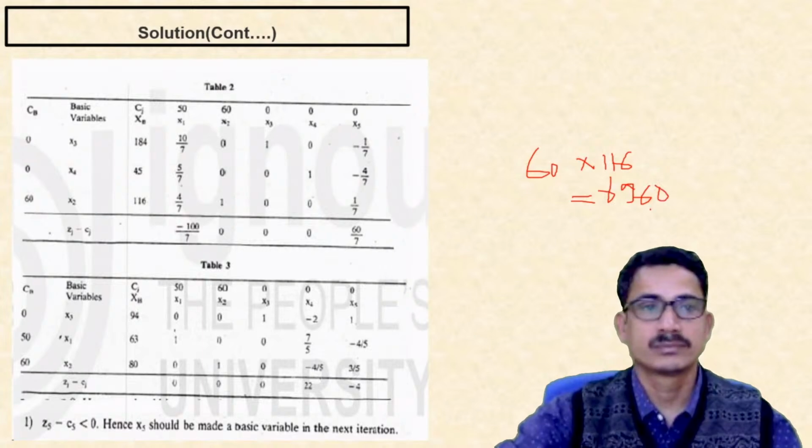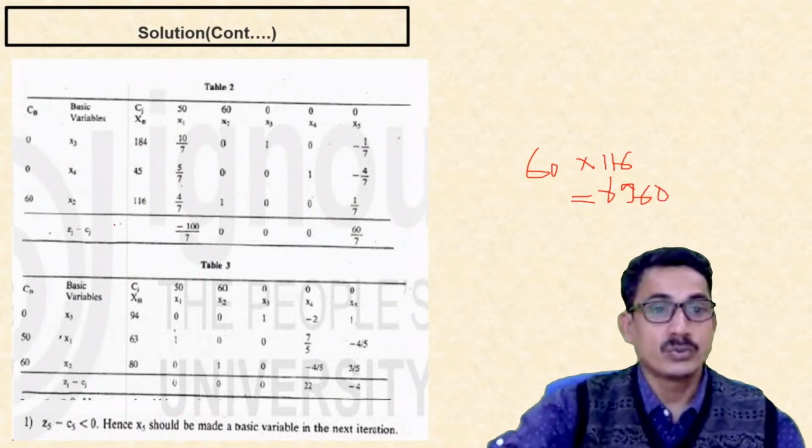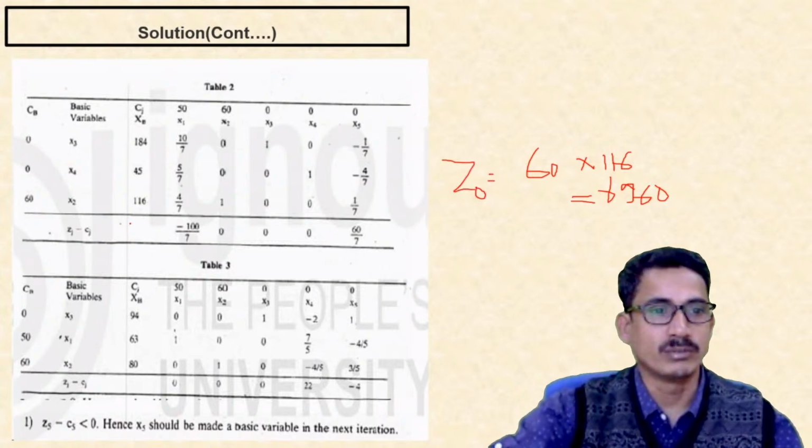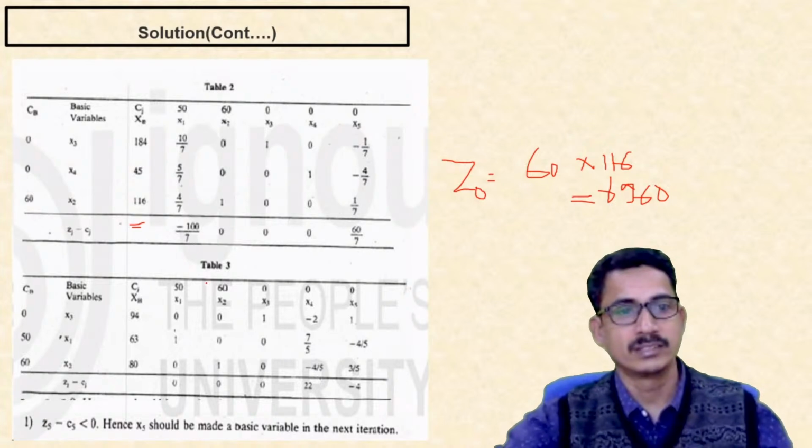6960. Okay. Now that is what ZO. ZO values will be written here. ZO value will be what? CB column into XB column. This into this plus this into this plus this into this. Whatever comes, you write here.